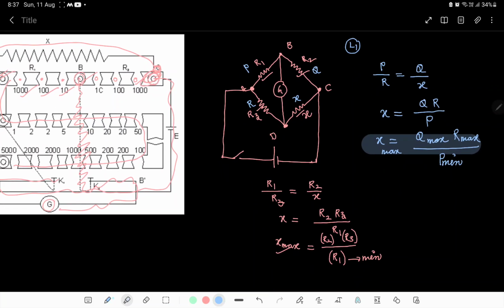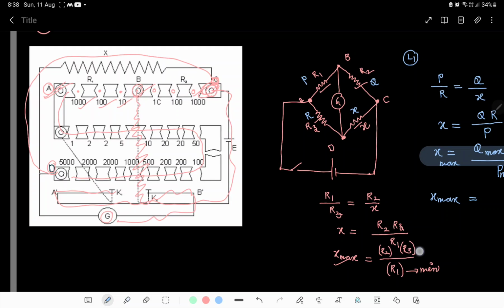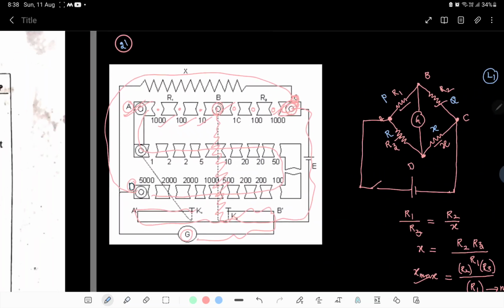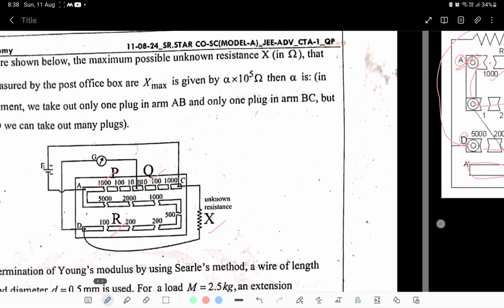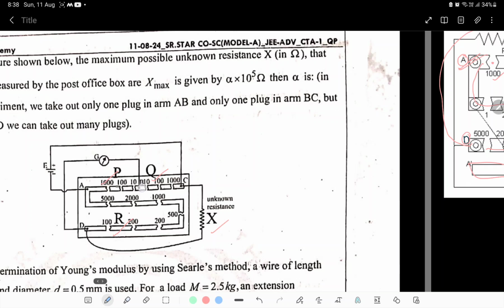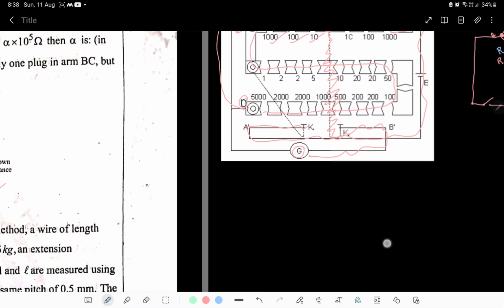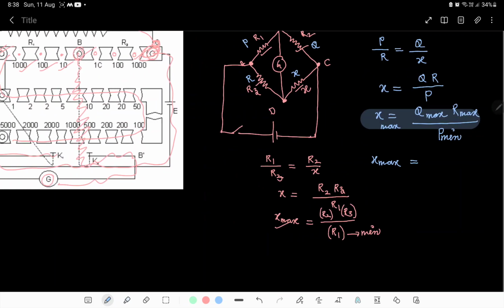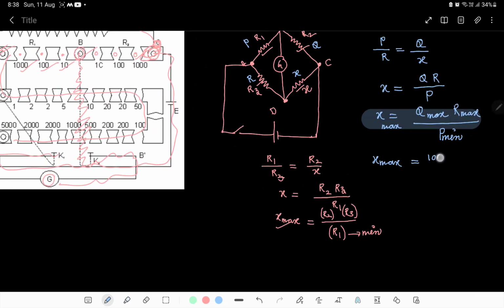Now let's solve this. Let's understand the values. X max equals Q max into R max by P min. Where is this Q in the diagram? This Q is between B and C, and between B and C the maximum value is 1000 only. Therefore, this Q max will be equal to 1000.